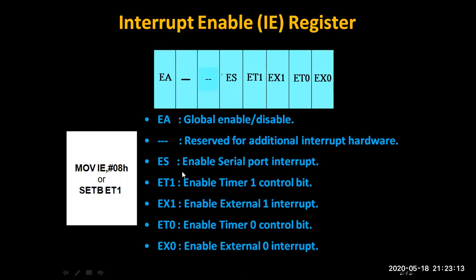ES is for enabling the serial port interrupt, for both TI and RI. ET1 is for enabling the timer 1 interrupt, EX1 is for enabling the external 1 interrupt, ET0 is for enabling the timer 0 interrupt, and EX0 is for enabling the external 0 interrupt. Suppose there is MOV IE, #08. So 08 is nothing but, so what are you doing? If you see the example, first you move IE comma 08. So what does 8 mean?